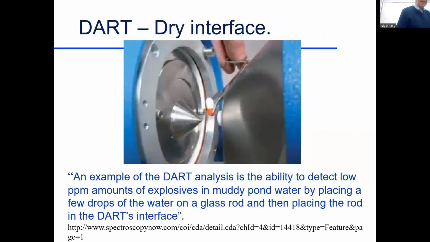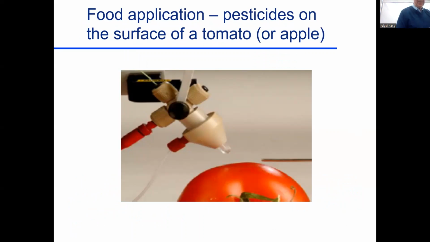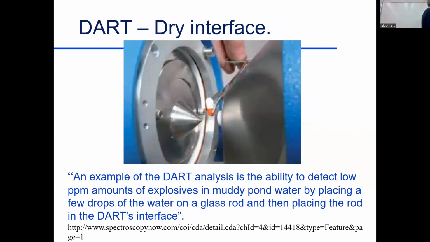DART is kind of the same thing as DESI, and it's a dry interface. The previous one was a wet material that will tend to be bombarded. Here's a dry material, so again, you can put your material in here. It's bombarded by ions, and it breaks it into pieces, and we take a look at it. Low parts per million, explosives is one application. Probably don't have too much need for that one for us.